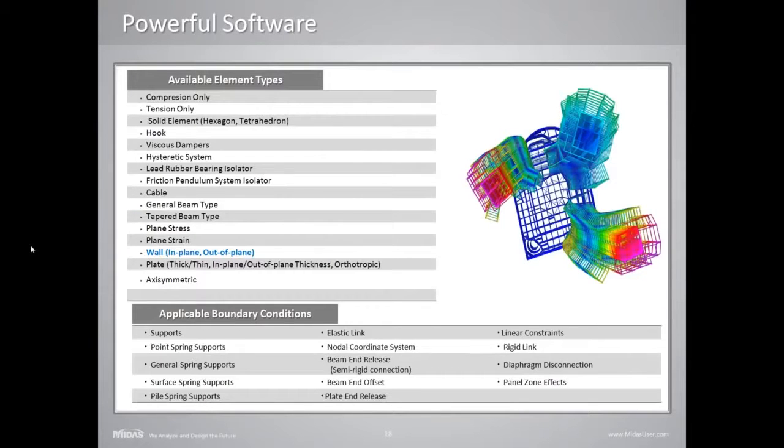These are some of the elements available in midas-gen. As you can see, we have a variety of elements that allow us to simulate very closely the actual structure. We have beam, truss elements, and also wall elements. And this is the list of the applicable boundary conditions that we have in midas-gen. We can apply different types of supports and links to generate our model.